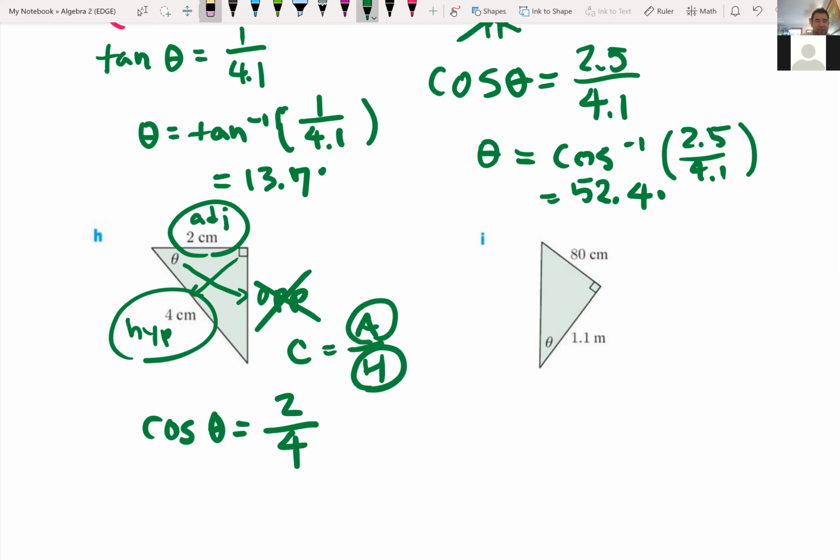So that's 30 degrees, isn't it? Because it's a 1:2 ratio, it has to be 30 degrees. Let's check. Inverse cosine of 2 divided by 4. Oh, 60 degrees, I'm sorry. Yeah, 60 degrees. Apologies. But the top is 30 degrees.